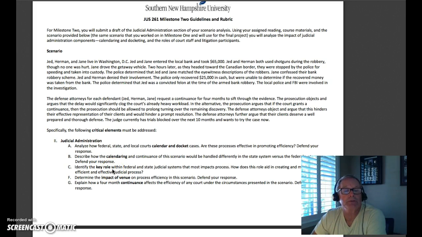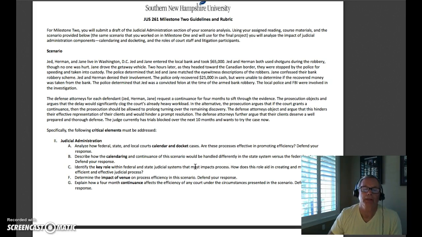Next is the key role. I'm not going to go too much into that because you just did a paper on that. So you can identify who you think is a key role within the federal and state judicial system that impacts process most. In other words, who keeps things going? And how does the role that person plays make for an efficient and effective judicial process? So you just finished a paper on that, so that should be beneficial to you.